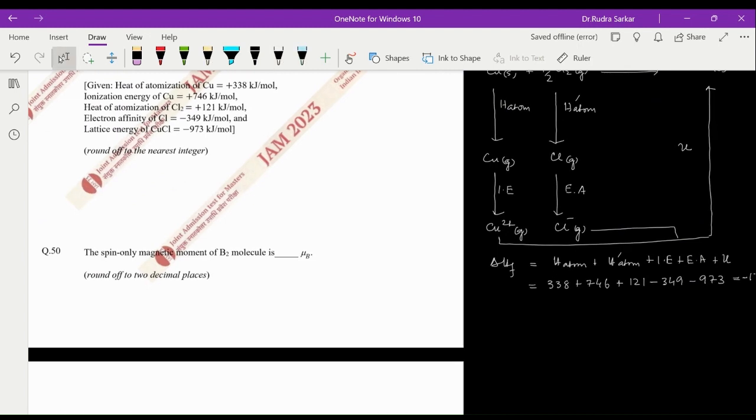Next question is 50, the spin only magnetic moment for the B2 molecule. So let us draw the molecular orbital diagram for B2. So this is the bonding and anti-bonding for the 1s orbital, and that should be the 2s level, which has the same bonding and anti-bonding. And let's fill up the electrons. So the corresponding bonding and anti-bonding electrons are these. Now in the 2p level, there is only one electron. So this is 2p, and we know in systems like B2, C2 and N2, the degenerate pi orbitals are lower than the sigma 2p bonding orbital.